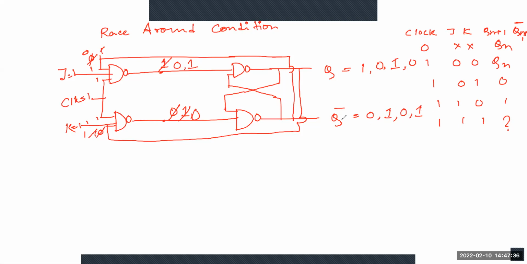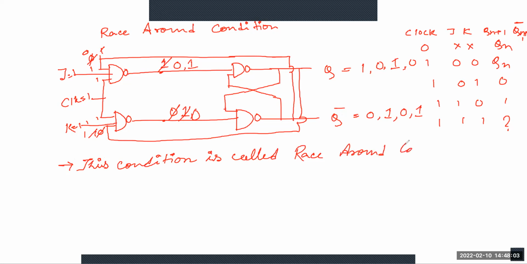Okay, so this condition is actually called the race around condition. This condition is called race around condition.